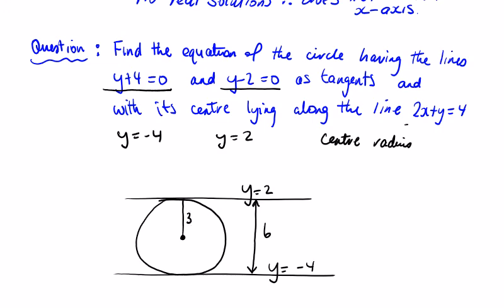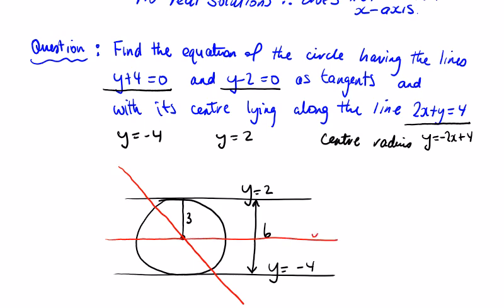And this line here, 2x plus y is equal to 4, y is equal to minus 2x plus 4, so the slope of that line is minus 2. So it's coming down with a slope of minus 2. I'll do it from this side here. So it's coming through the center, coming down like this. So we can also see with a radius of 3, this line here has to be the line y equals minus 1, halfway between 2 and minus 4.